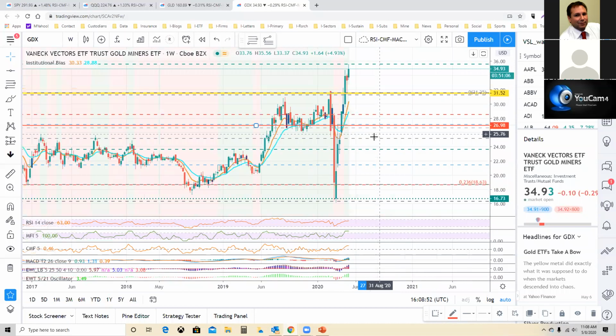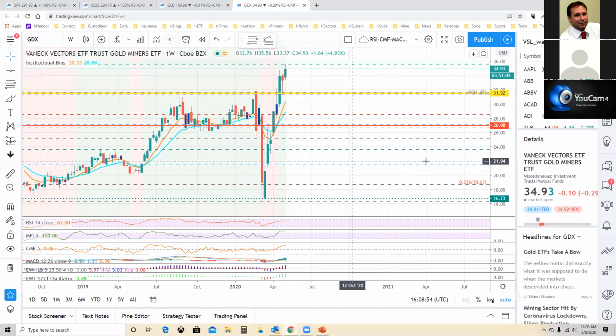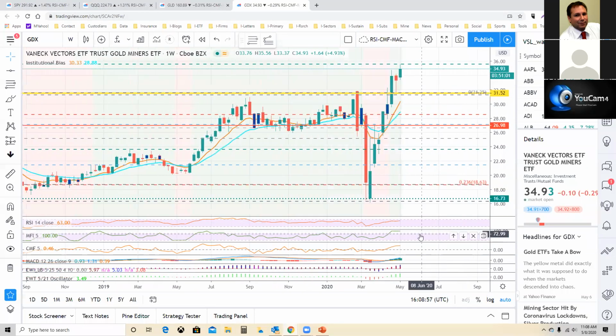Take a look at just how sharp this rally was. This is just margin calls, and then bam, bam, bam, bam, bam, bam, bam, and now it's breaking through. So in the absence of a really bad market event, this 31 area probably holds. If there's a correction, it probably gets to the mid-20s. And if there's another horror show, maybe you get it down at 19 or 20.